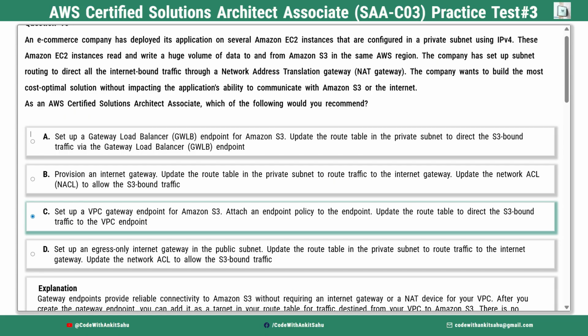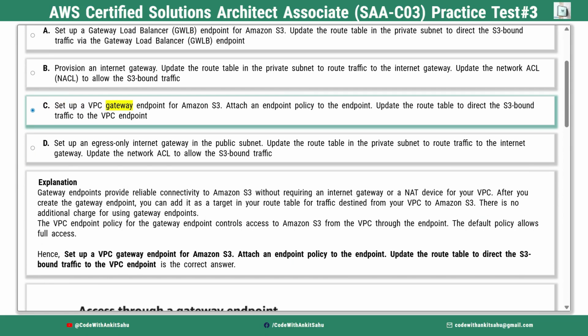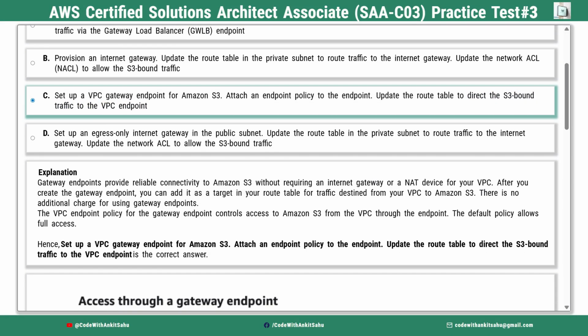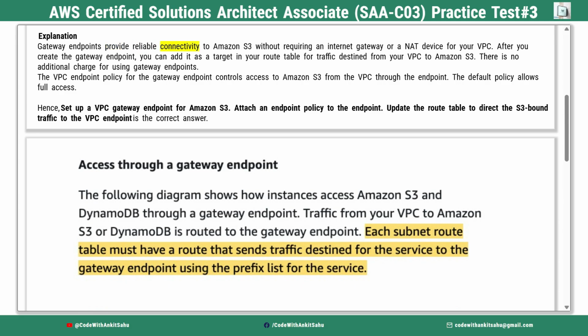Correct answer. Option C. Set up a VPC gateway endpoint for Amazon S3. Attach an endpoint policy to the endpoint. Update the route table to direct the S3 bound traffic to the VPC endpoint. Explanation: Gateway endpoints provide reliable connectivity to Amazon S3 without requiring an internet gateway or a NAT device for your VPC. After you create the gateway endpoint, you can add it as a target in your route table for traffic destined from your VPC to Amazon S3. There is no additional charge for using gateway endpoints.